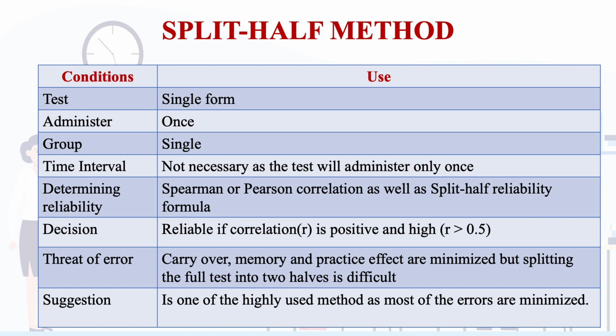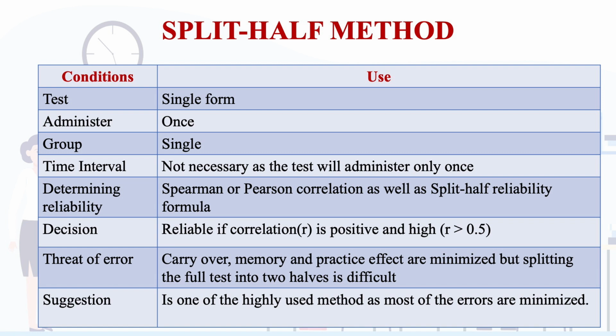And here the threats of errors, just like the carryover effect, memory effect and practice effect, are minimized, but splitting the full test into two halves is difficult. So here you see carryover, practice and memory effects are minimized. They will not work here. But another error it generates, another error it permits, that is called splitting the full test into two equal halves. That we will further discuss.